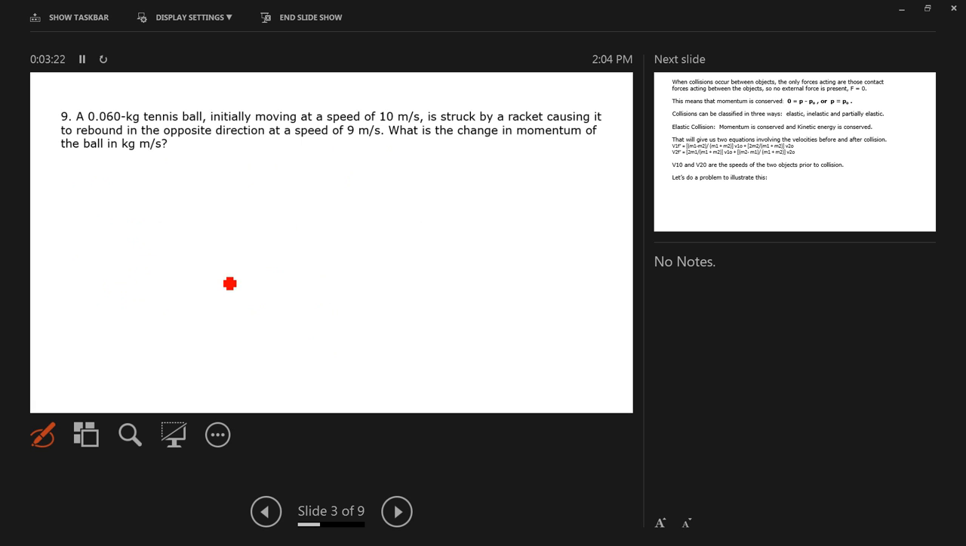So let's take a look at an impulse momentum problem. Number 9 in your homework. Notice we have a tennis ball, a 60-gram tennis ball, and it's moving at 10 meters per second. So that's our v0.